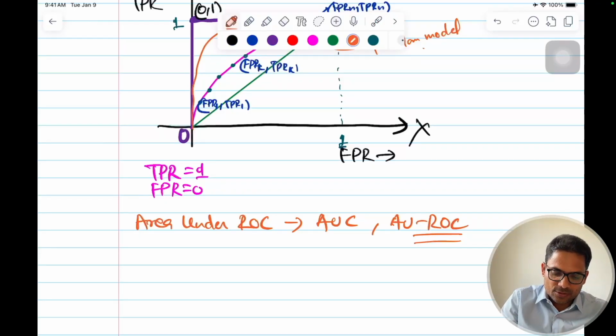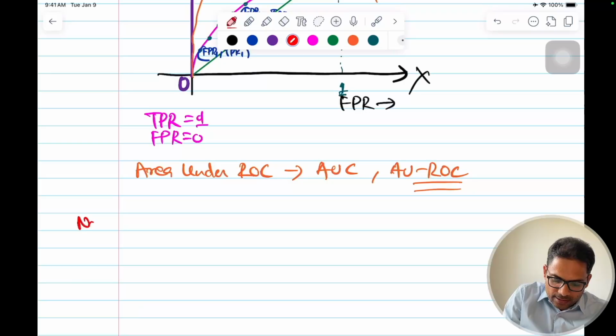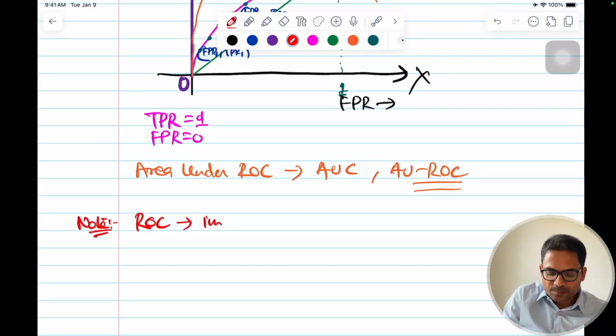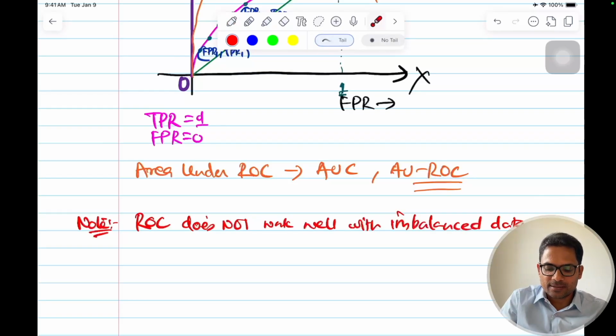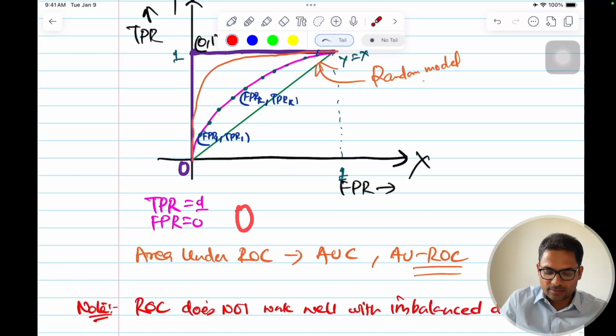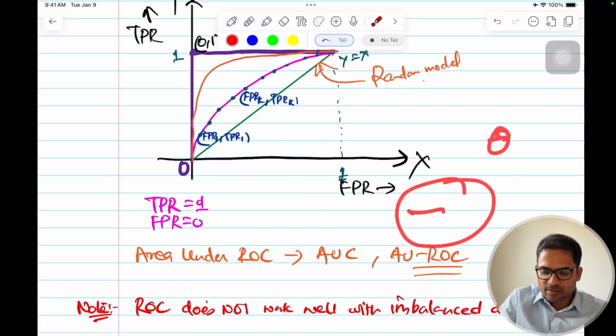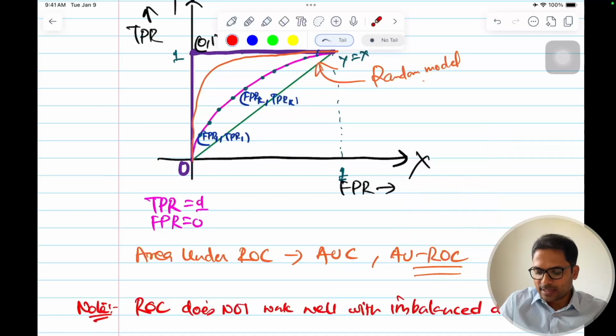Just note it that ROC doesn't work well, or it does not give the right output, with imbalanced data. What is imbalanced data? Imbalanced data means I have more data from one class than the other class. If I have an equal number of samples from the positive and negative class, then it's not a problem. But if I have a lot of samples from the negative class and very few samples from the positive class, then it is a problem. That is called imbalanced data.